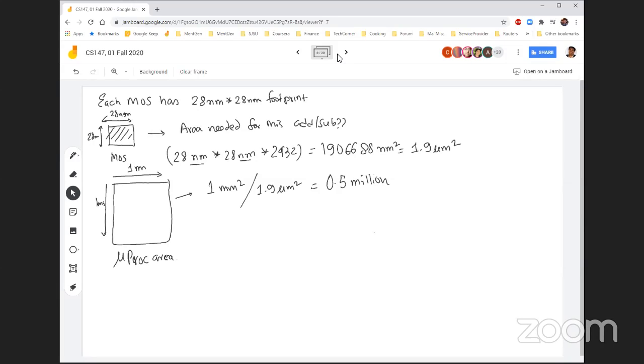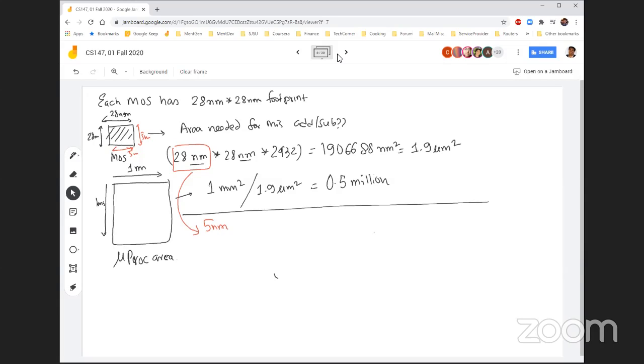Now, let me give you one more perspective. 28 nanometer, at least we consider, is the older technology node. We are going to about 5 nanometers, which means this dimension now becomes 5 nanometer by 5 nanometers. The question is how much we can pack now.